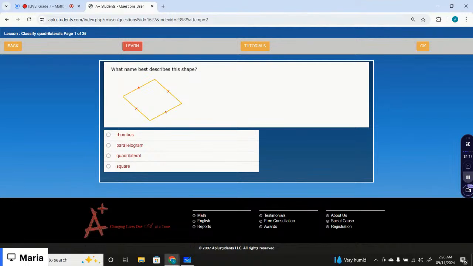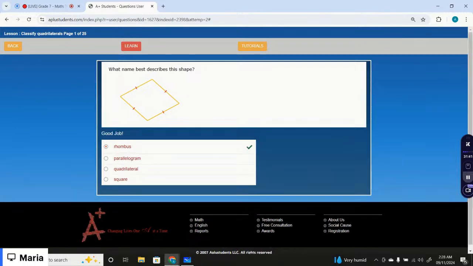What name best describes this shape? So which is the correct option? Is it rhombus, parallelogram, quadrilateral, or square? Which is the correct option? Rhombus it is. Option number one is the correct option. That is rhombus.